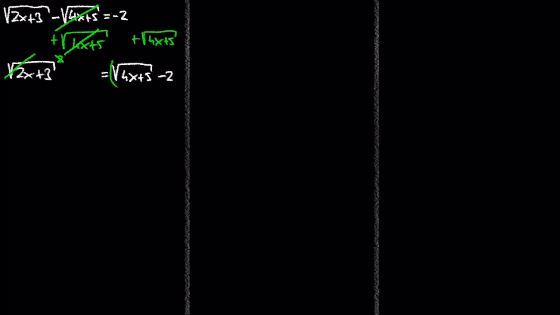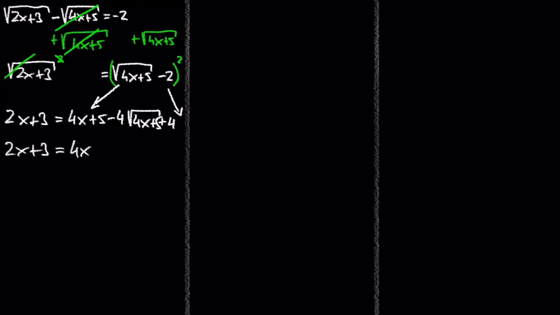we get 2x plus 3 equals the square root of 4x plus 5 squared, which is 4x plus 5. The square of 2 is 4. And the term in the middle is 2 times 2 times the square root of 4x plus 5, which is 4 times the square root of 4x plus 5. Let's add the 5 and the 4 first. 2x plus 3 equals 4x plus 9 minus 4 times the square root of 4x plus 5.